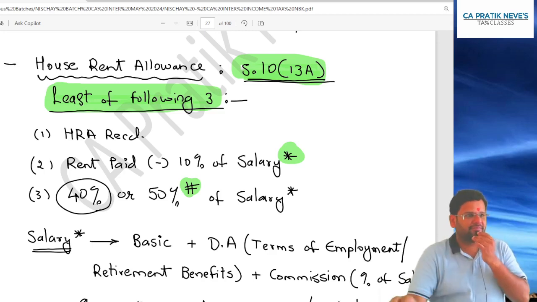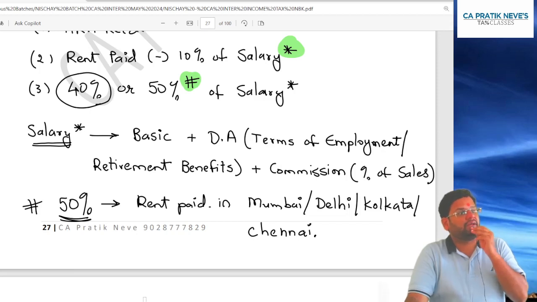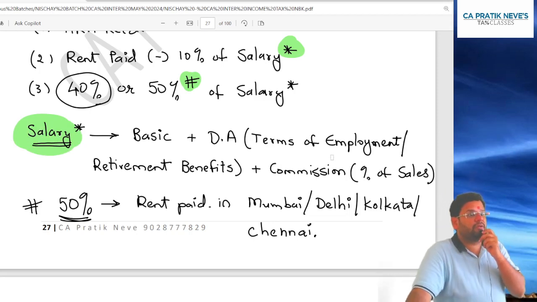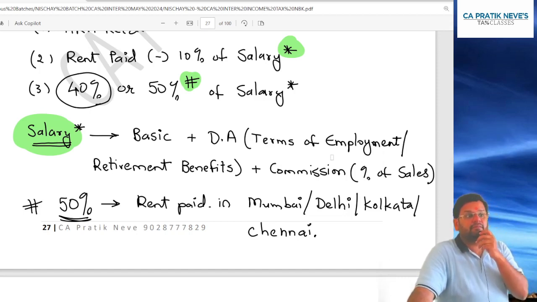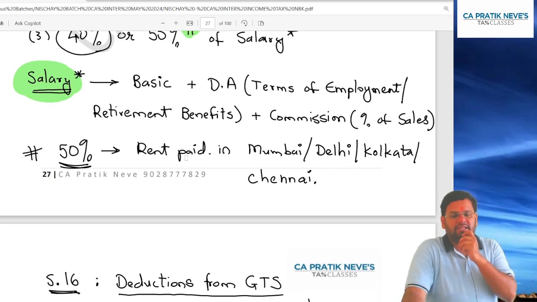Salary has so many components. So exactly which components are to be taken while computing that salary? So basic plus DA, which DA? That DA which is given formally, as per terms of employment or forming part of retirement benefits. Means that DA which is fixed from the beginning, not any lump sum dearness allowance. Plus commission. Which commission? Commission which is linked with sales, not that commission which is lump sum. So that commission which is a percentage of sales. That is your definition of salary.